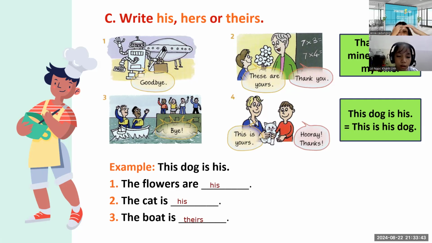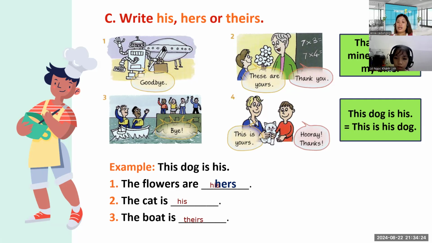The flowers are his. Next. The cat is... the horse is... Okay, number 1. The flowers are his. The correct answer, Lynn, is not his, but hers. Because look at the picture, Lynn. The boy gave the flowers to the teacher. It says, these are yours. So, who's the owner of the flowers now? Is it still the boy? It's not. It's already the teacher who is a girl.